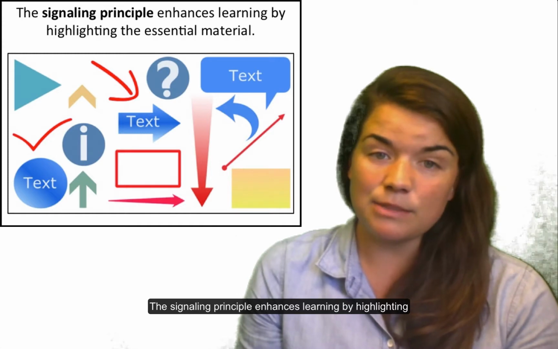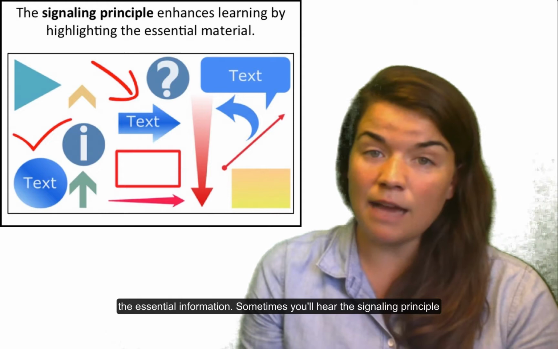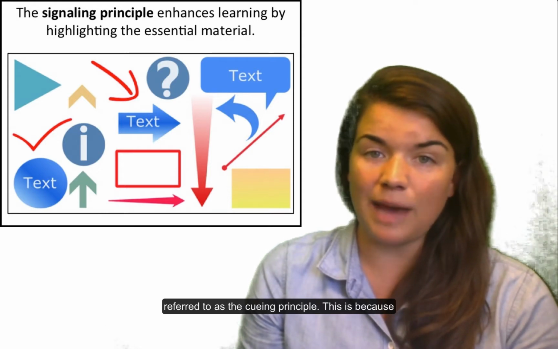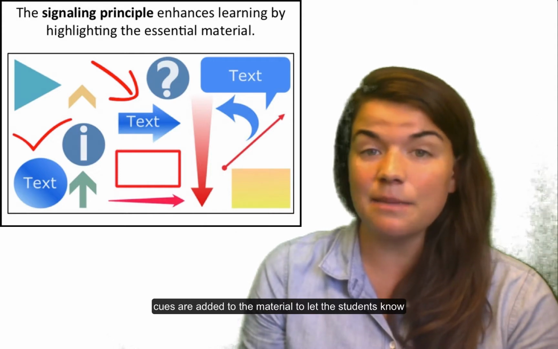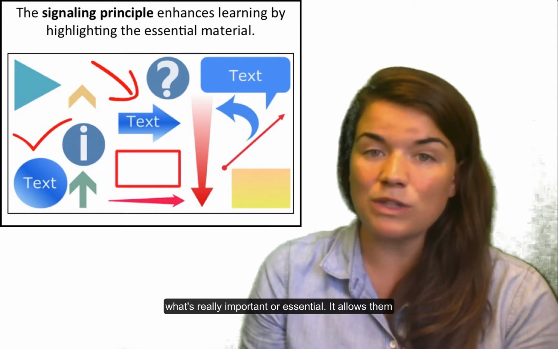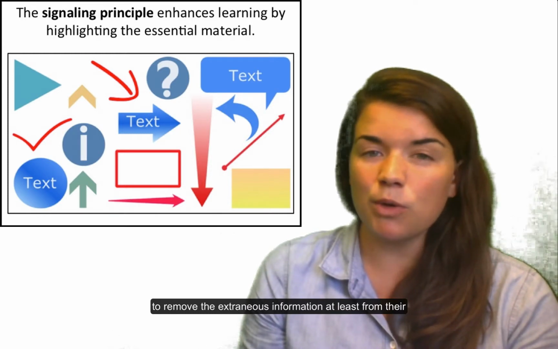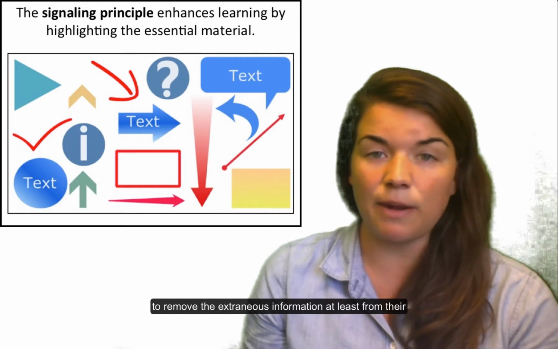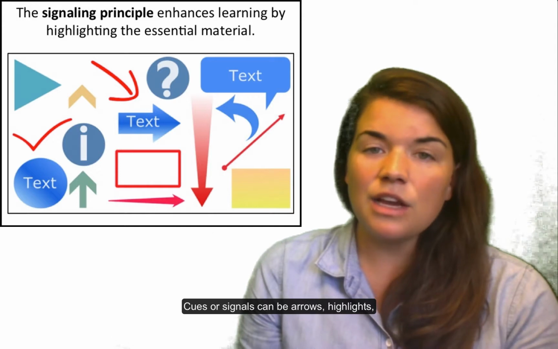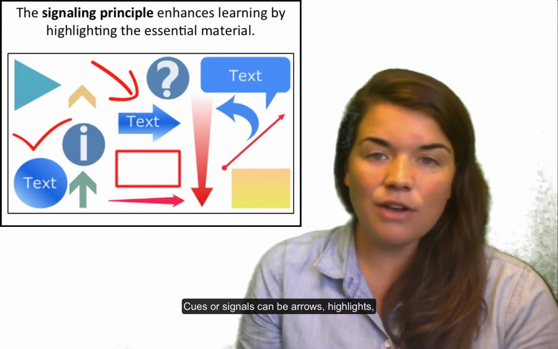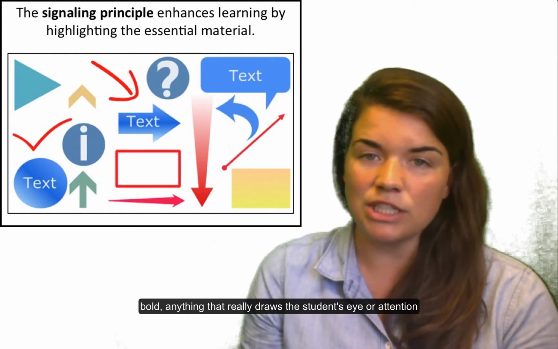The signaling principle enhances learning by highlighting the essential information. Sometimes you'll hear the signaling principle referred to as the cueing principle. And this is because cues are added to the material to let the students know what's really important or essential. It allows them to remove the extraneous information, at least from their focus, and focus in on what's really important. Cues or signals can be arrows, highlights, bold, anything that really draws the student's eye or attention to the most important information.